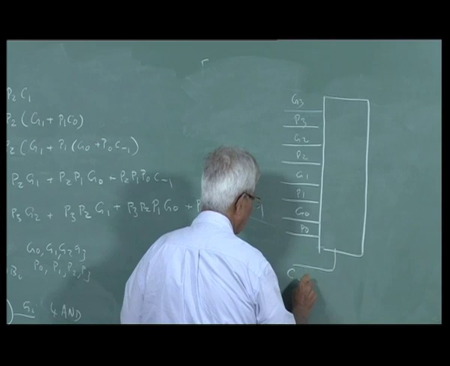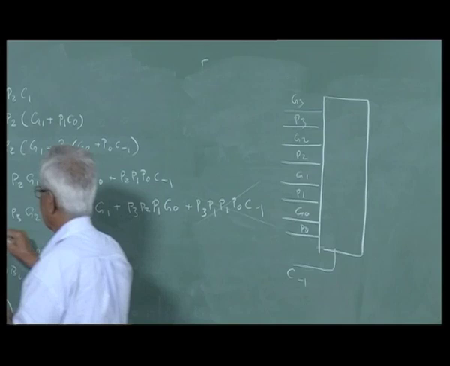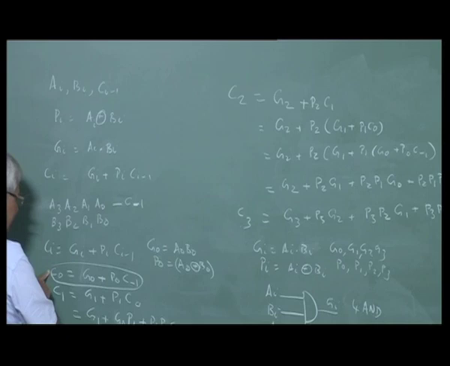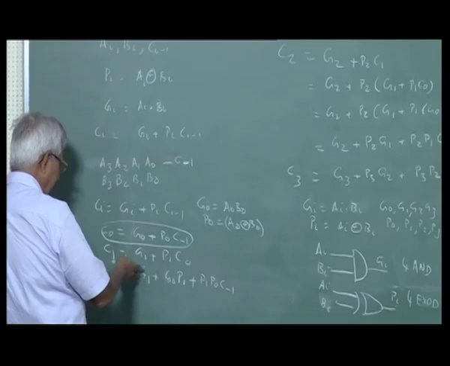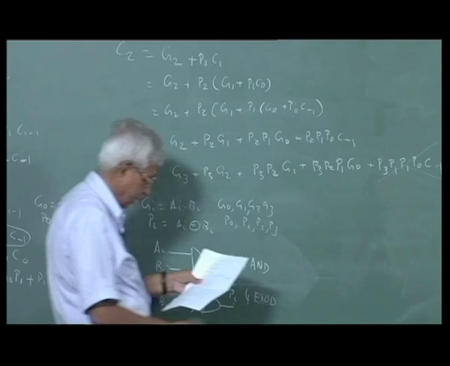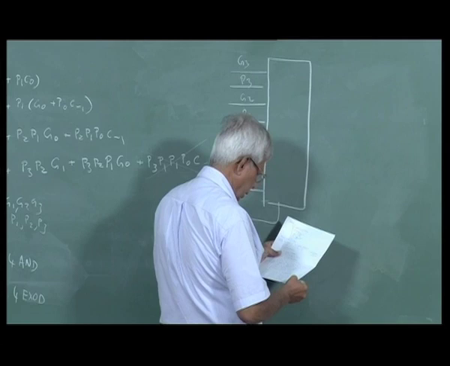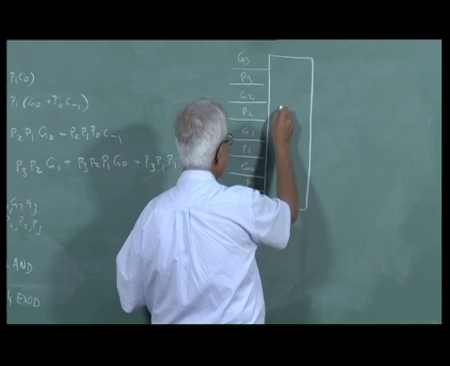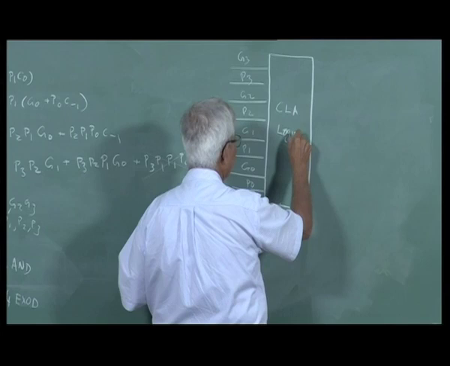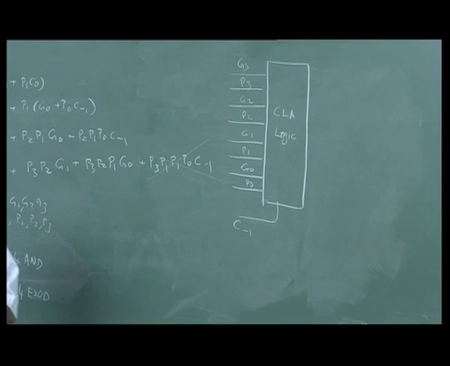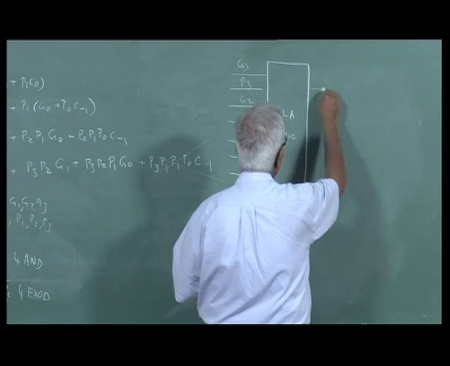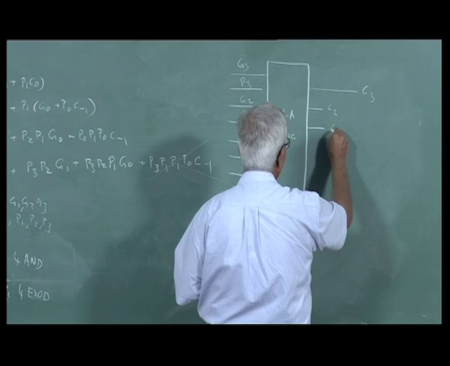Now, this is the circuit I will use to implement all these. I have 4 equations to implement: one equation to implement C0, another to implement C1, another to implement C2. So, all this will be done here using a logic. I will call it CLA logic, that means carry look ahead logic. The output of this carry look ahead circuit will be C3, which is the final carry, C2, C1, C0.